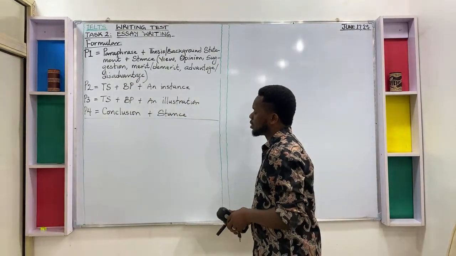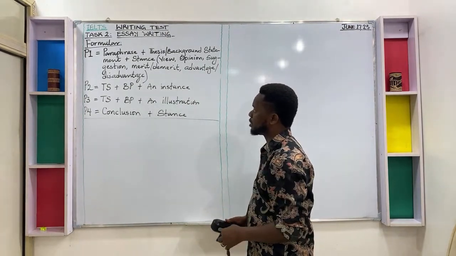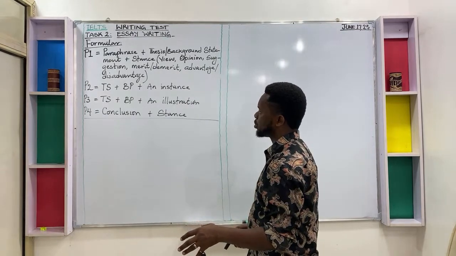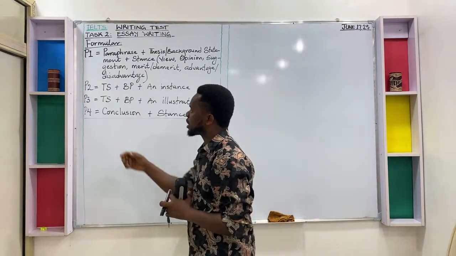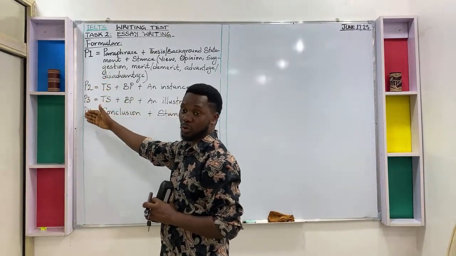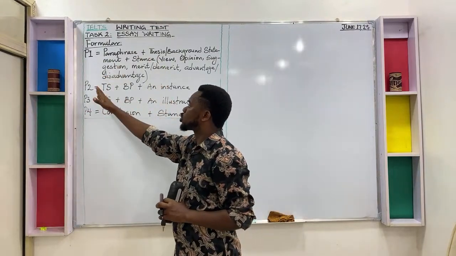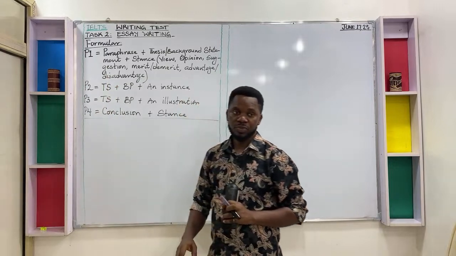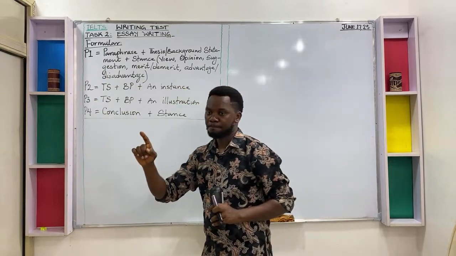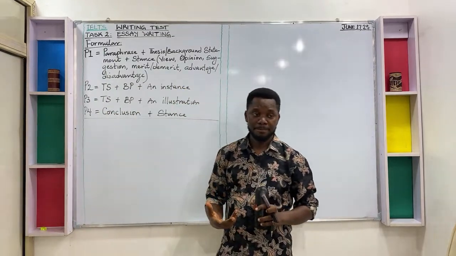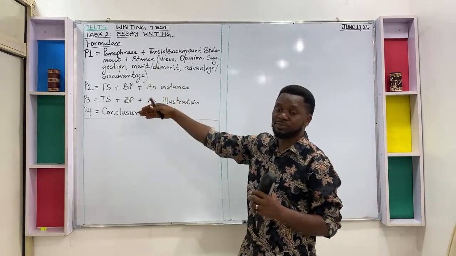Now, just for a faster grasp of this particular formula, if anyone asks you what is the formula for writing an essay, you should simply say that the formula is P1, P2, P3, and P4. Right? The formula for writing an essay is P1, P2, P3, and P4. Now, what does this mean? P1 means paragraph 1. P4 should mean what? Paragraph 4.